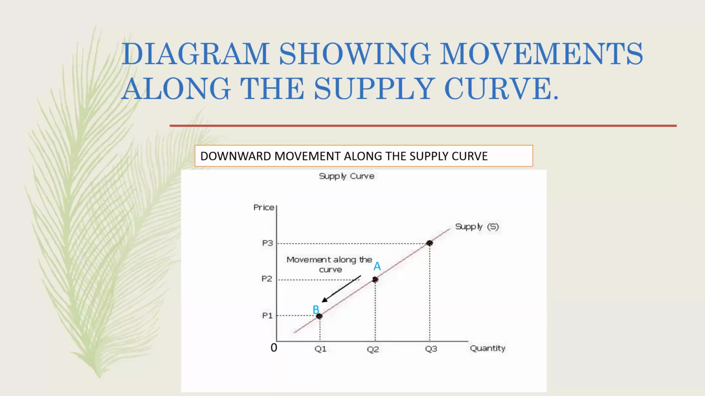But on the flip side, if prices were to decrease, supply will also decrease. We spoke about the relationship between price and supply. It's a positive one. So whatever happens to price, the same thing will happen to supply. So if price goes up, supply goes up. If price goes down, supply will also go down.